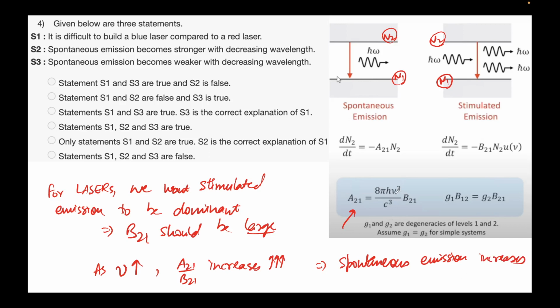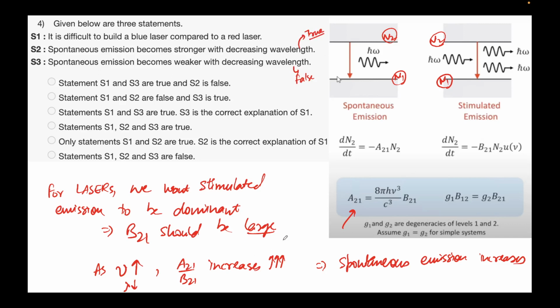Okay, and this is the reason, and now we'll link with this. First let's see S2 and S3. So spontaneous emission becomes stronger with increasing frequency. As we increase the frequency, spontaneous emission increases. Nu increases also means wavelength decreases. So with wavelength decreasing, spontaneous emission becomes stronger. So S3 is false, S2 is true.